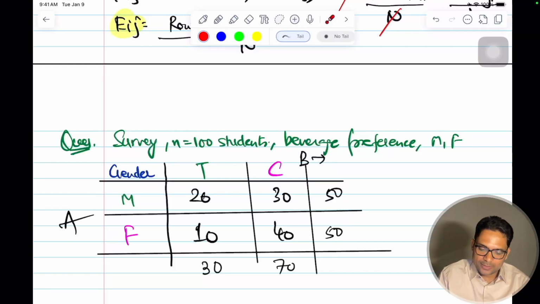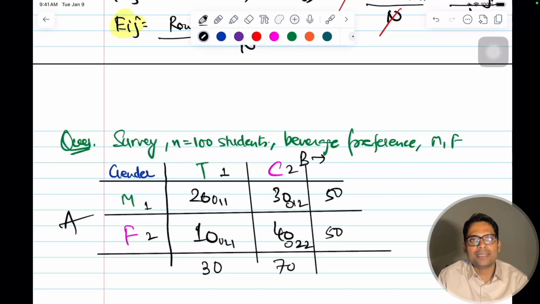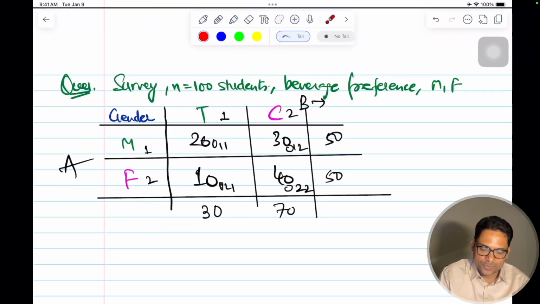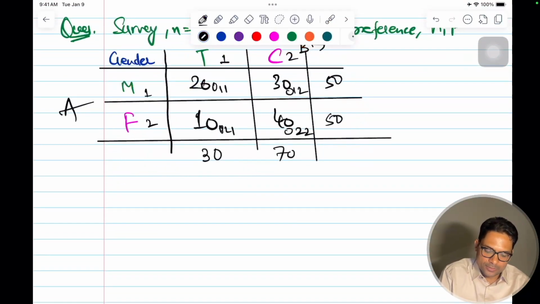So total number of males is this. This is A1. If you write the cell, this is 1, 2, 1, 2. So this will be 1,1. This will be 1,2. This will be 2,1. This will be 2,2. So all these values are observed. Similarly, we'll compute the E_ij also. These are the observed values, O11, O12. I is varying from 1 to 2, and J is varying from 1 to 2. This is your data. Now let's put that into the statistic.